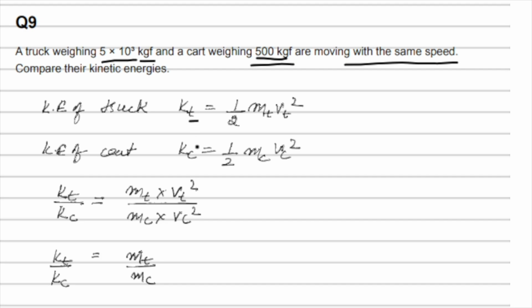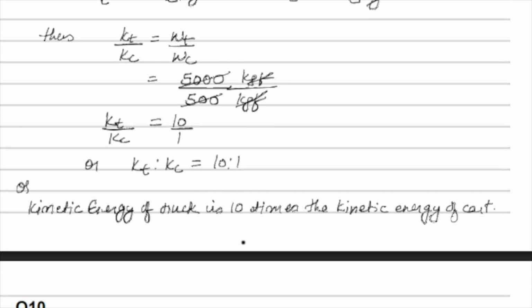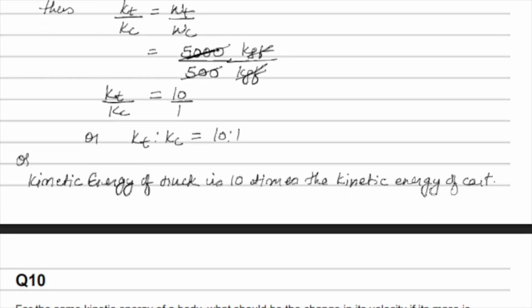Kinetic energy of the truck Kt, we can write Kc like this. We have to compare, so we will take the ratio. Half and half will cancel out, that's why not shown here. And then the speed is also the same, so they will also cancel out. Only the mass ratio we have to take. So what is the mass ratio? Just do 5 into 10 to the power 3 divided by 500, so 5,000 divided by 500, that will be our answer, 10 raised to 1. So the kinetic energy is in this ratio.